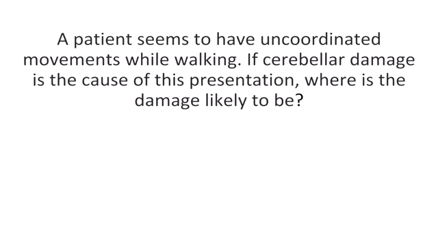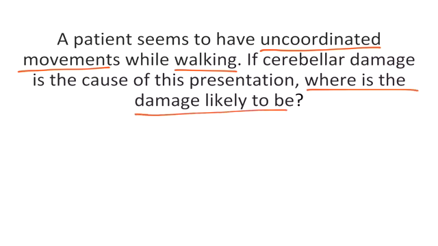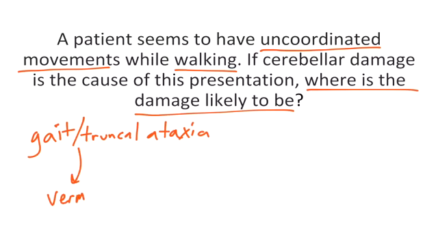Now a patient seems to have uncoordinated movements while walking. If cerebellar damage is the cause of this presentation, where is the damage likely to be? Now this presentation is describing gait ataxia or truncal ataxia. So where in the cerebellum is there likely to be damage? Well, gait or truncal ataxia makes us think that it could be the vermis or the floccular nodular lobe. These both can result in gait or truncal ataxia.